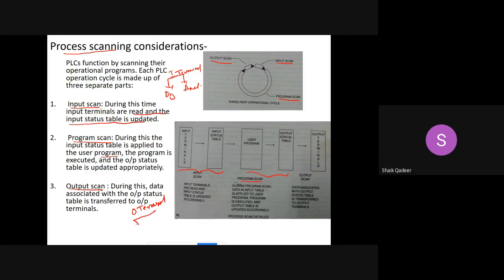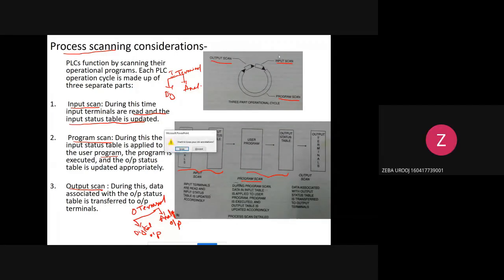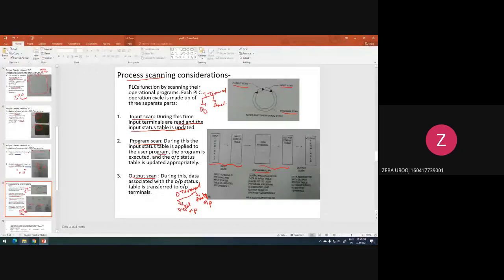Now what will the output terminals be? It can be digital output or it can be analog. Speak louder. Analog output, sir. Yes, it can be digital output or it can be analog output. Is it clear to everybody? Yes sir. Did everyone understand? Yes sir.